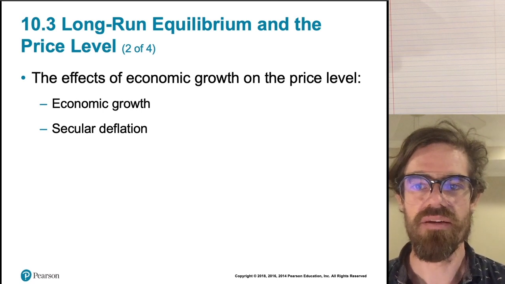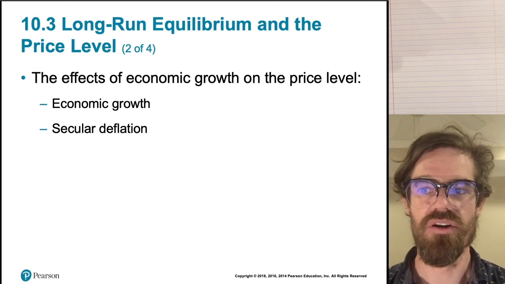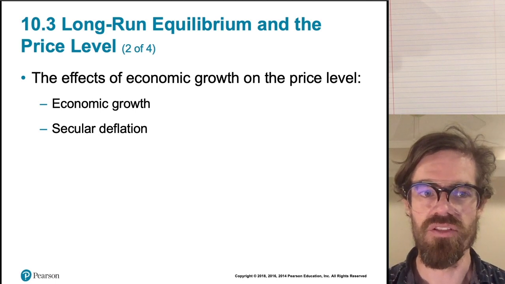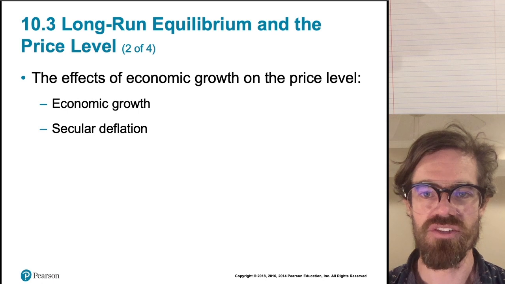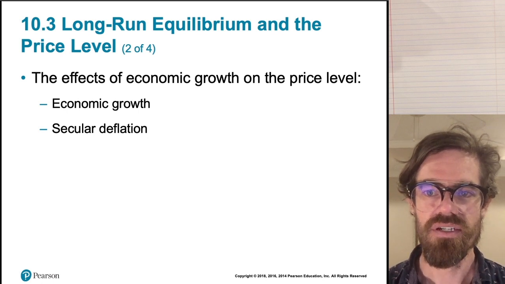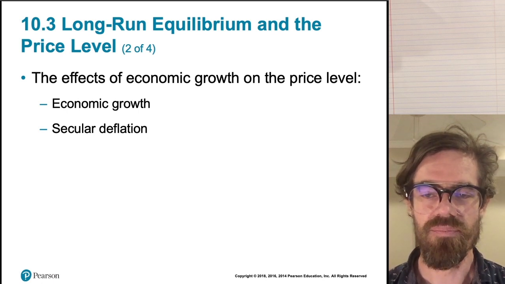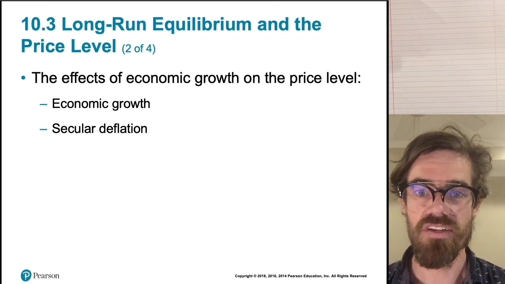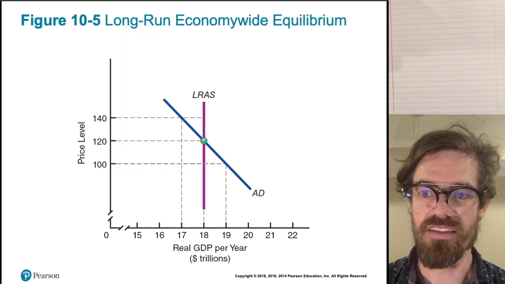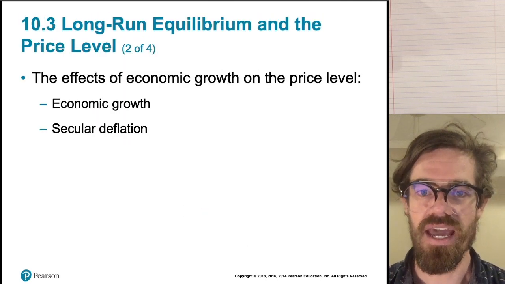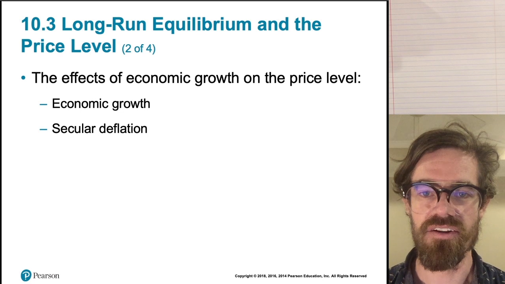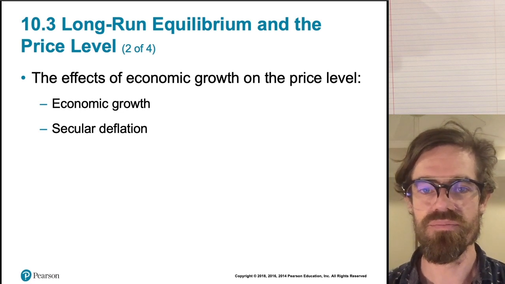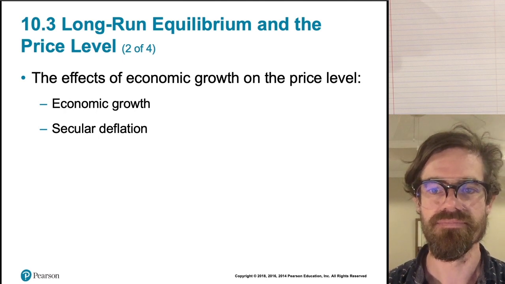All right, so now we want to think about what are the effects of economic growth on the price level. So as we saw in the first section, economic growth is just the long-run aggregate supply curve shifting to the right. Basically, when that happens, I encourage you, why don't you pause the video, draw yourself a graph that looks like this, and see what happens as you shift the long-run aggregate supply curve to the right. What do you predict will happen to the price level?